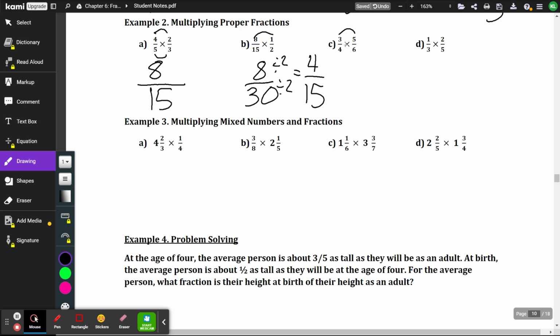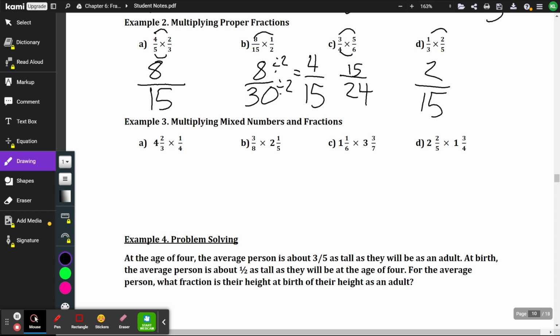3/4 times 5/6. We're going to multiply 3 times 5, again is 15. 4 times 6, 24. And lastly, 1/3 times 2/5. 1 times 2 is 2. 3 times 5, 15. So if you know your basic multiplication facts, multiplying proper fractions should be pretty easy.